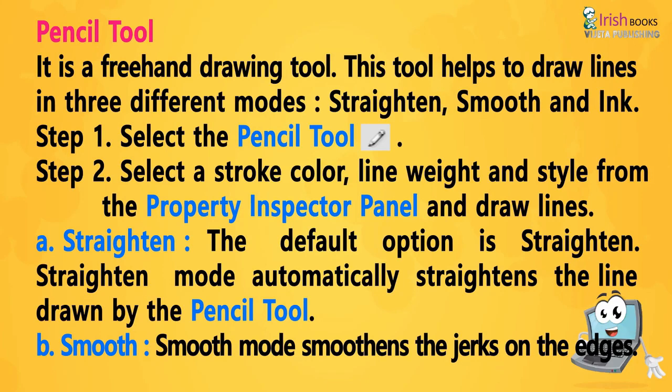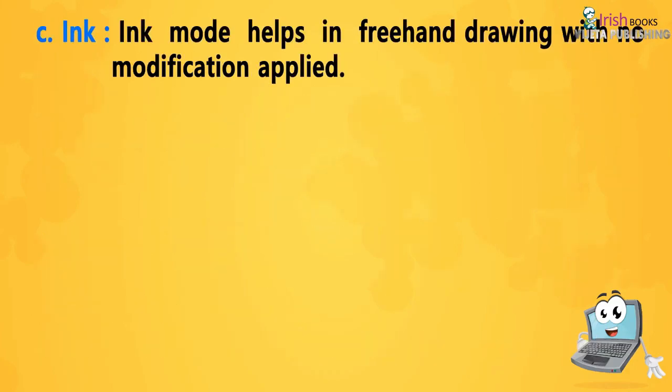Straighten. The default option is Straighten. Straighten mode automatically straightens the line drawn by the pencil tool. Smooth. Smooth mode smoothens the jerks on the edges. Ink. Ink mode helps in freehand drawing with no modification applied.